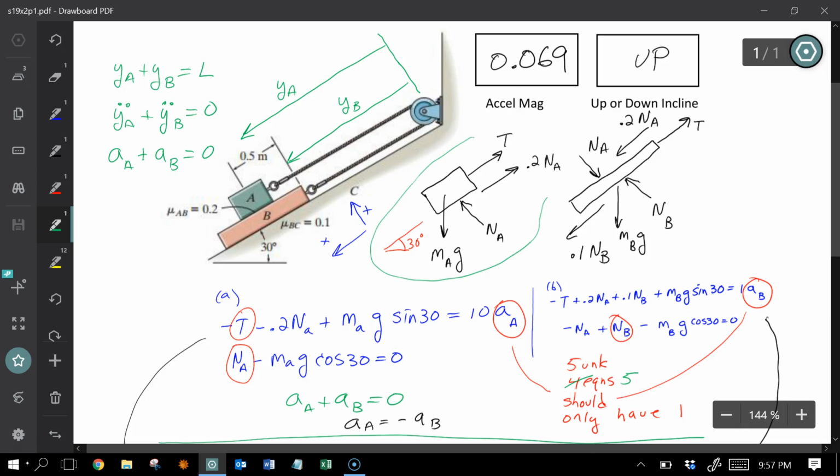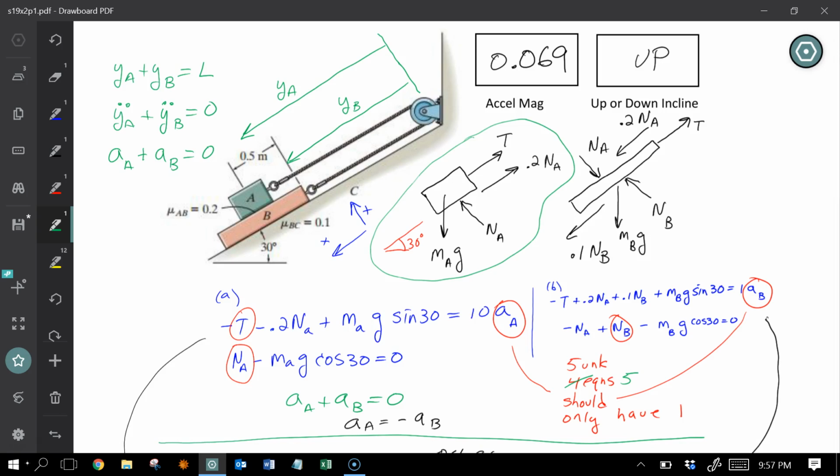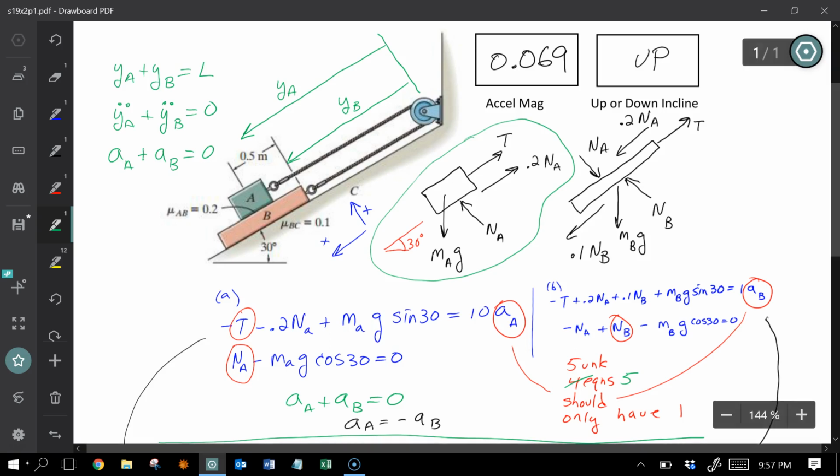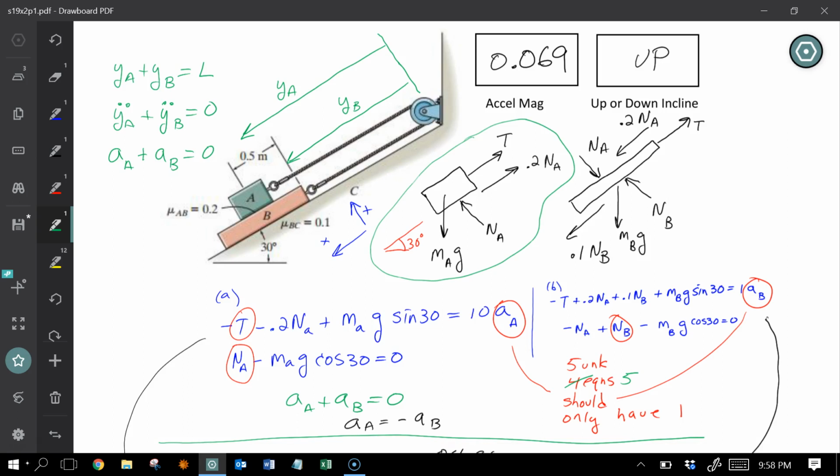is the free body of A. It has mass A gravity. It has 1 tension holding it. It has a normal pressure and a friction. Because it's sliding, the friction is equal to kinetic, and that's why you know it's 0.2 times NA, and you know the direction because it says that it's sliding downward, so friction opposes that.